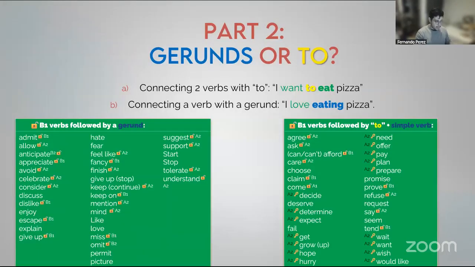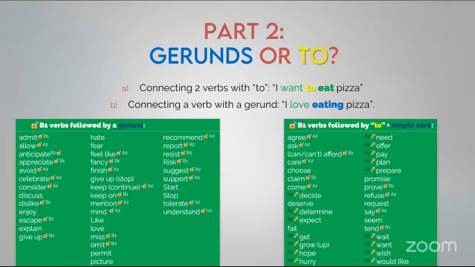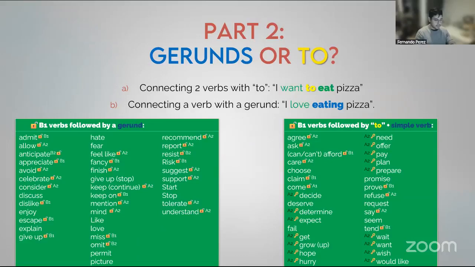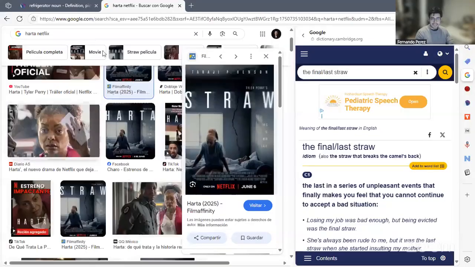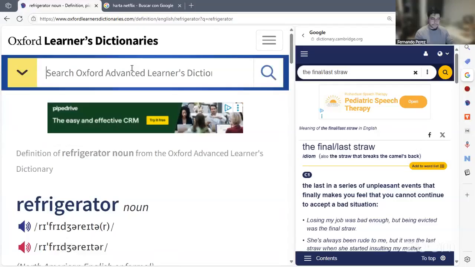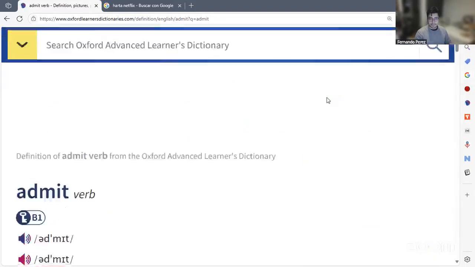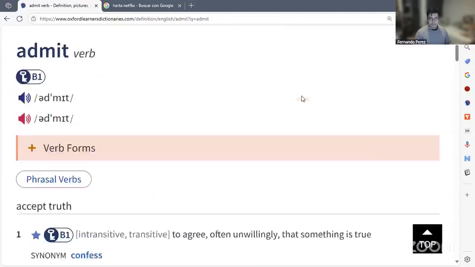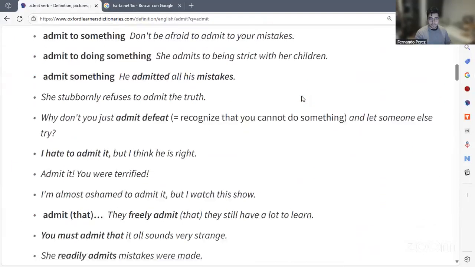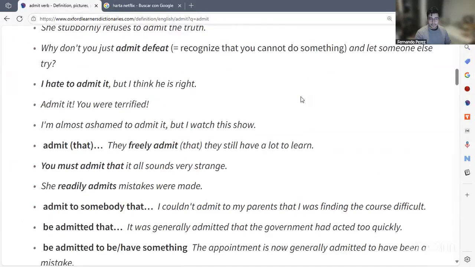Number one, all these words are B1 and A2. So take a note. Number one, admit. Come on, pronunciation, everybody. Admit. Admit. Admit. Perfect. In the examples, you are going to find admit taken, admit going, admit doing. Example.